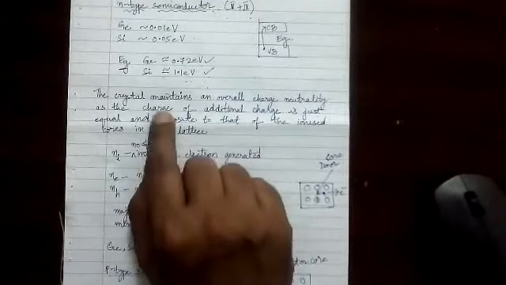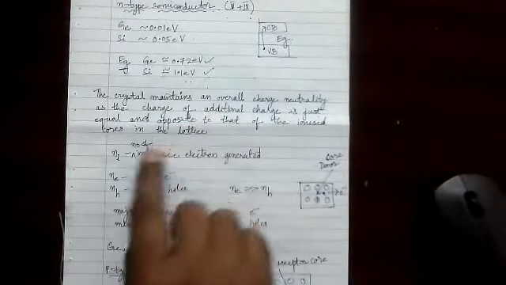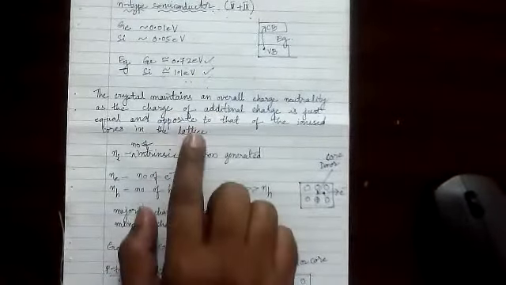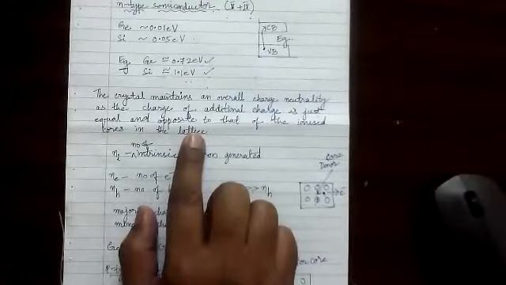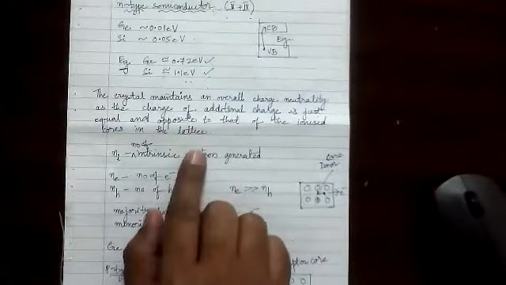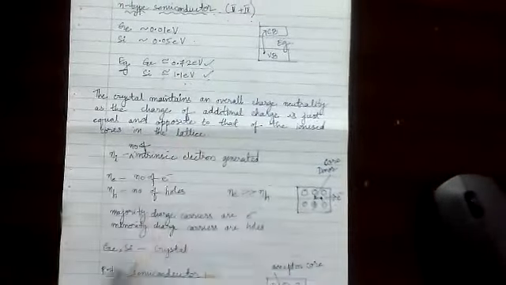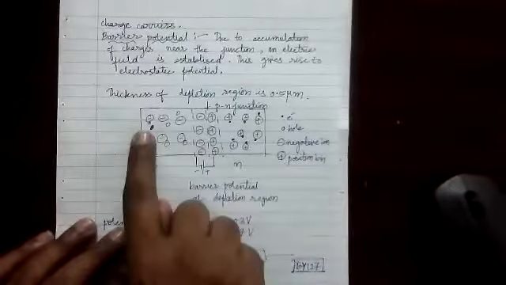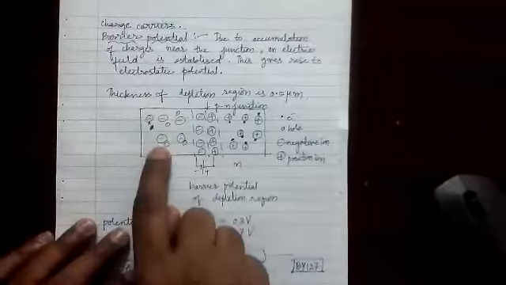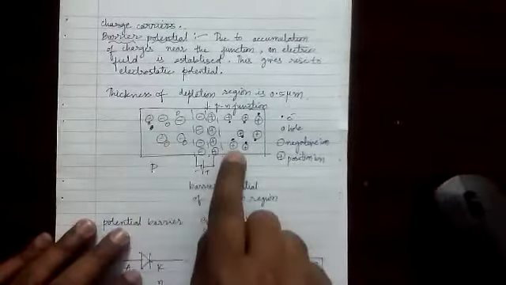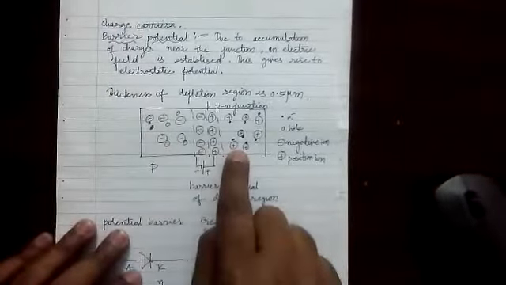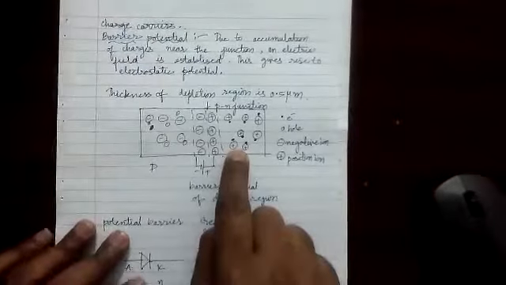Next, the crystal maintains an overall charge neutrality, as the charge of the additional charge carrier is equal and opposite to that of the ionized core in the lattice. That is the reason we draw the diagram this way. These are the negative ions and these are the positive ions. They are neutralized in that way.